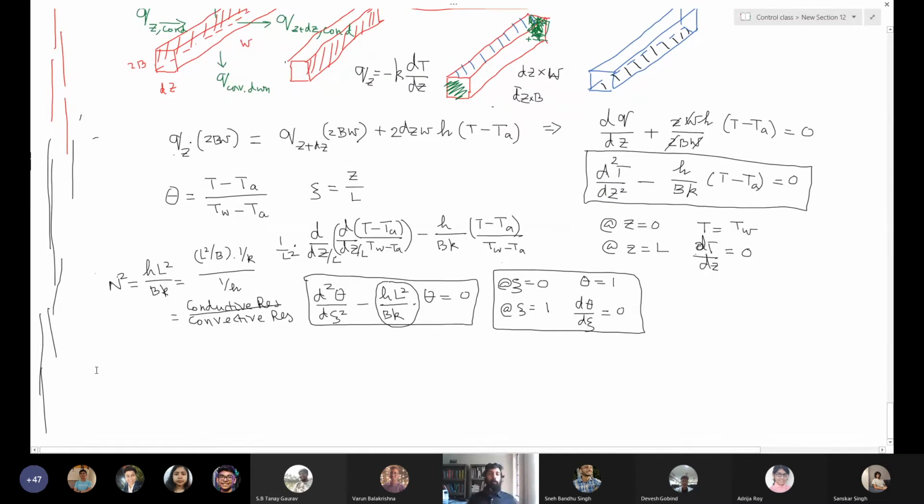Okay, so N square is the ratio of conductive to convective resistance. This is called the Biot number. It's written as Biot number, but I never heard people pronounce it that way, at least in India. But that is what Leonhard says in his book, so I go by that and I call it Biot number. So this is the conductive to convective resistance.